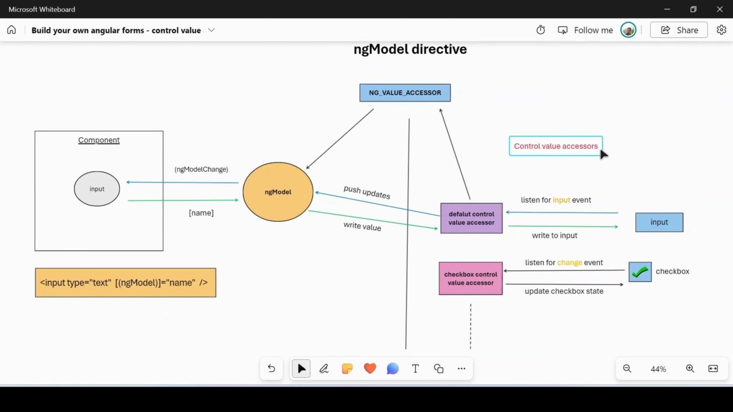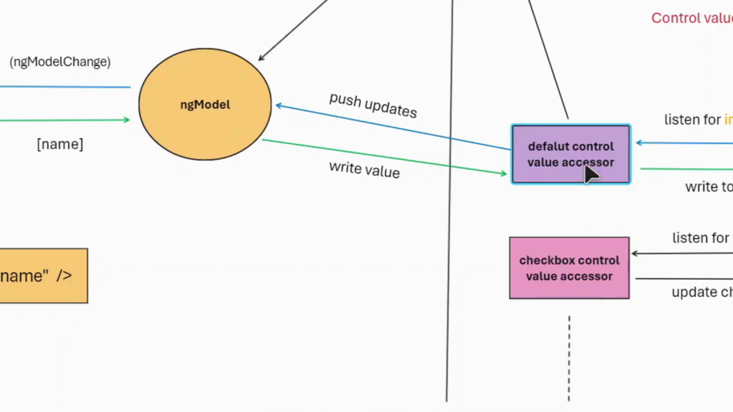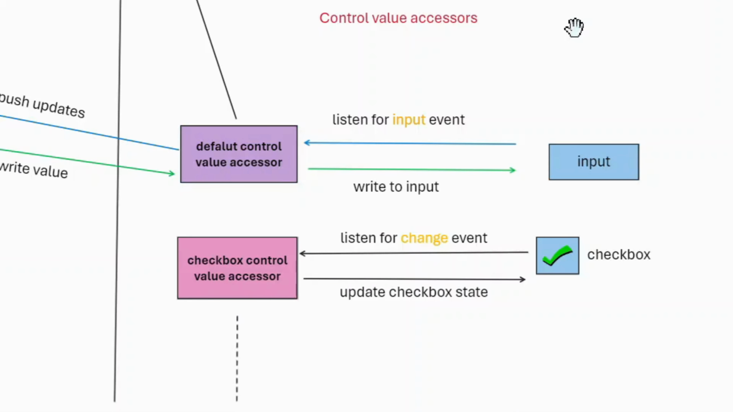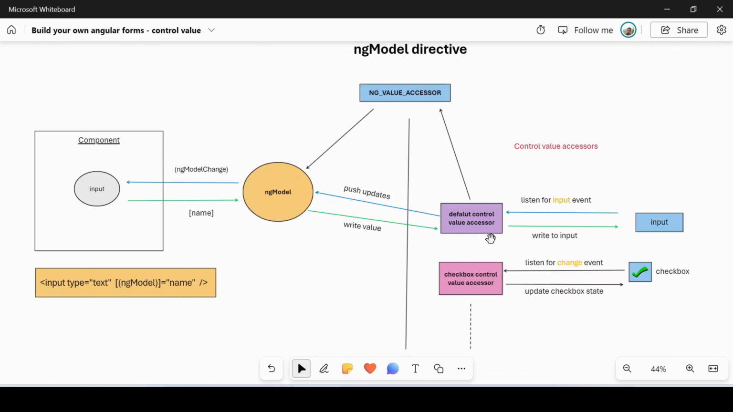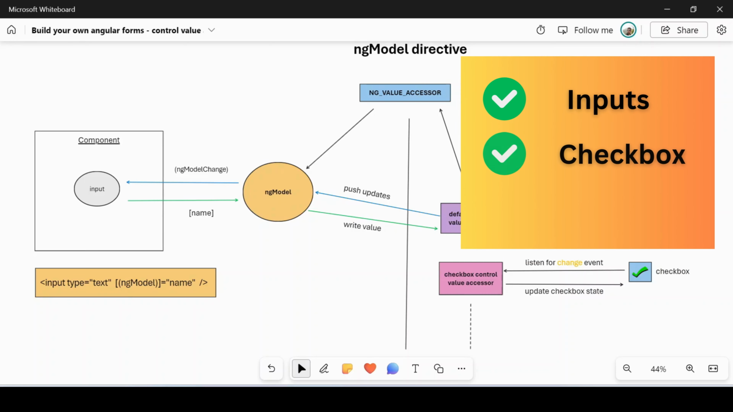So in the last video, as you saw, how these control value accessor directives, like the default control value accessor and checkbox control value accessor, are written, and how they manage the complexities related to each different type of form element, like how they subscribe to events to read updates from the host element, and how they update the host element when they receive an update from the ngModel side. So far our ngModel implementation supports only a few controls, like normal inputs and the checkbox.